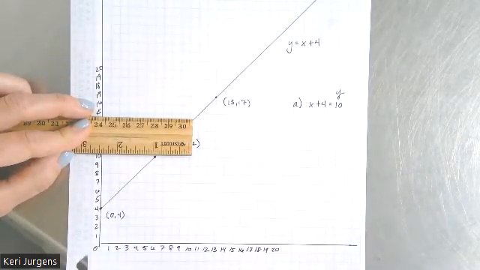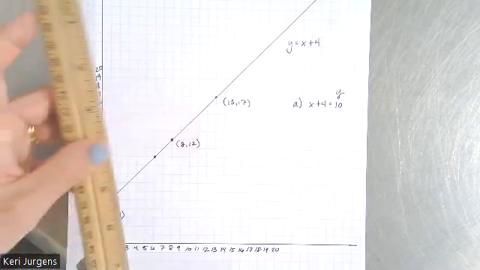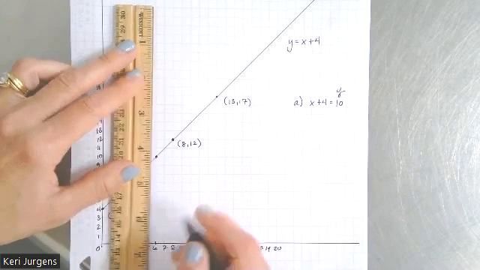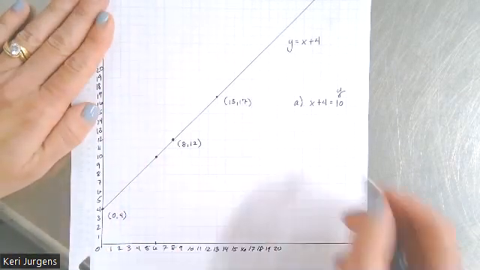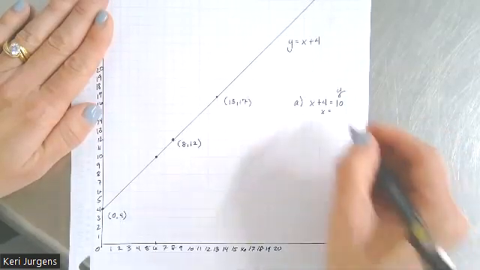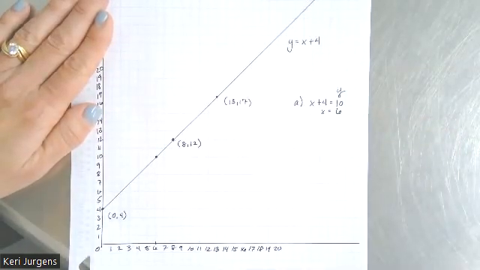Okay, the graph intersects right there. So let's go ahead and see what our x value is right there. And what is it? What does x equal? I heard it. What does x equal? 6. So we're going to write x equals 6.